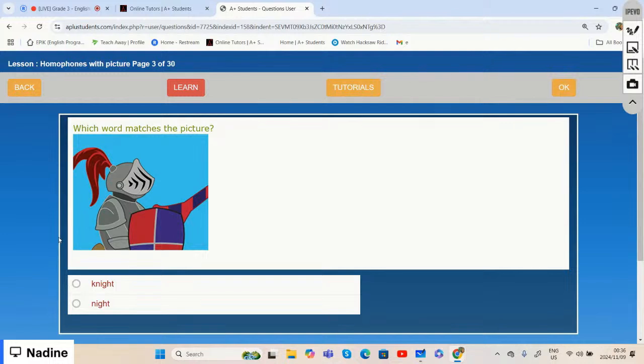Which word matches the picture? Is it night as in option one, or option two, day and night? Option two, night. Which one is correct?